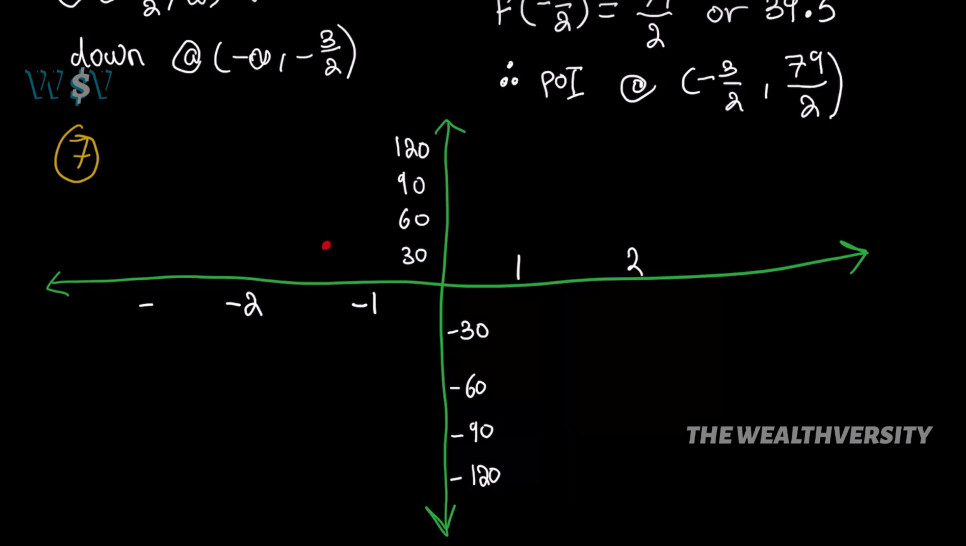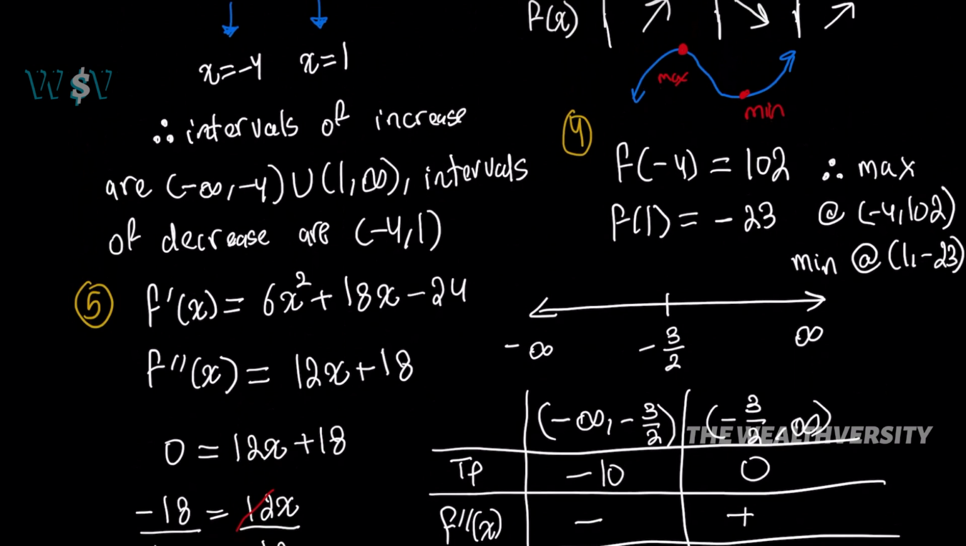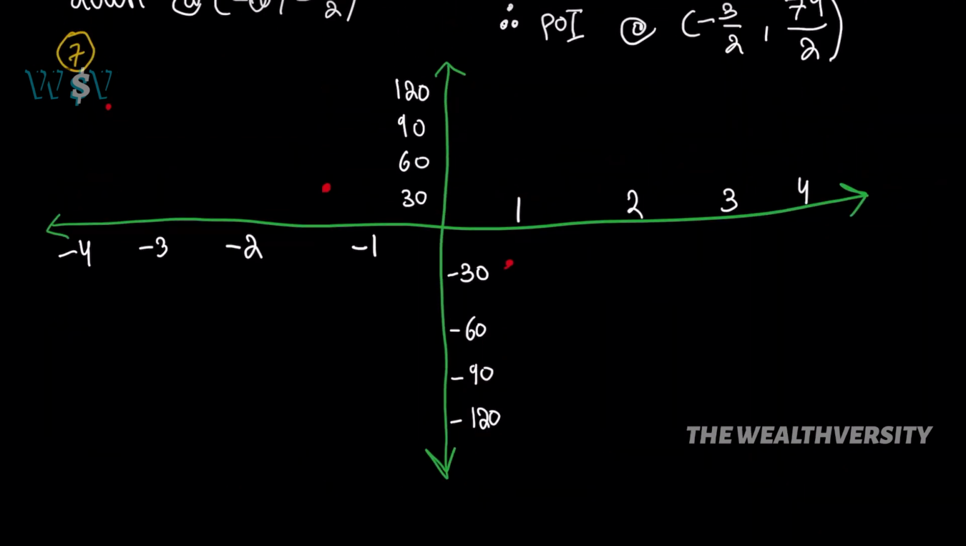So we don't have any asymptotes, but we have a maximum at (-4, 102), a minimum at (1, -23), and a point of inflection at (-3/2, 79/2). After plotting these, we connect these points and make sure that the function has the same intervals of increase and decrease as well as the intervals of concavity.